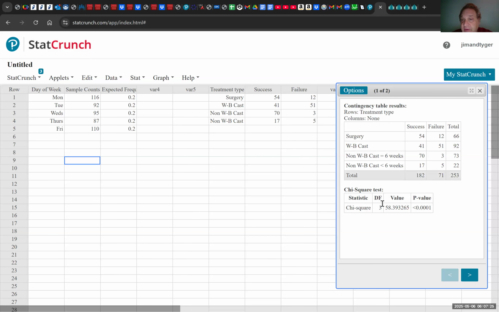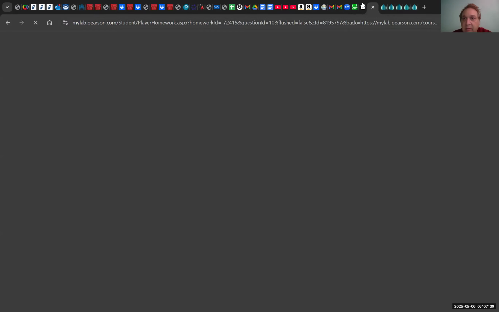I'll show you that on the worksheet as well, but I can't write on this using my pen. We have our p-value and our test statistic right here, value of 58. I already typed those numbers into the worksheet, which is over here.